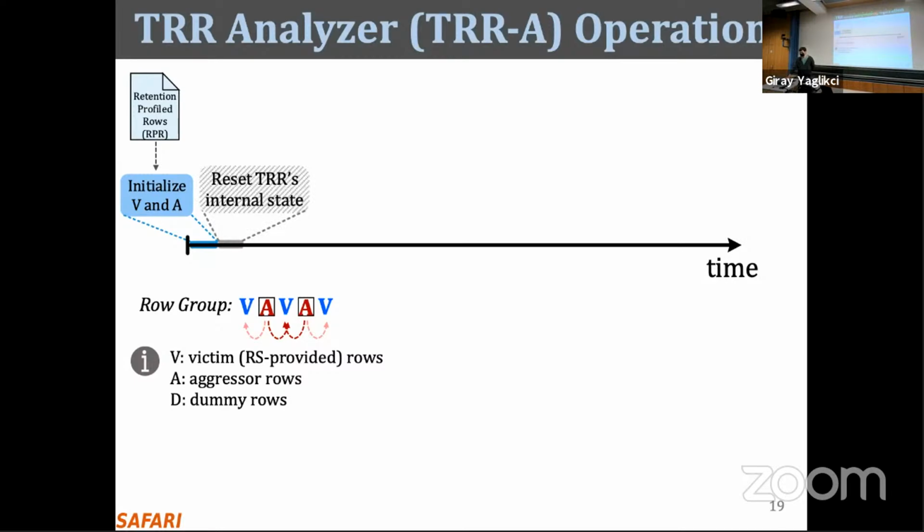Second, a TR analyzer performs a set of operations to reset the internal state of the TR mechanism so that it isolates the experiment about to be run from prior experiments that could have potentially changed the TR mechanism state. This step is optional, and we provide more details in the paper on why this step is sometimes needed and how we reset TR's internal state.